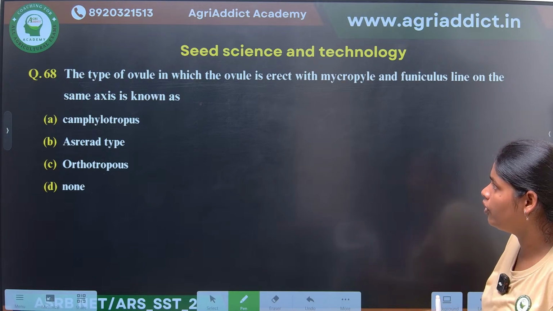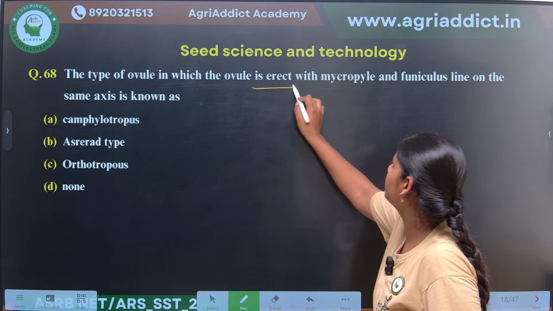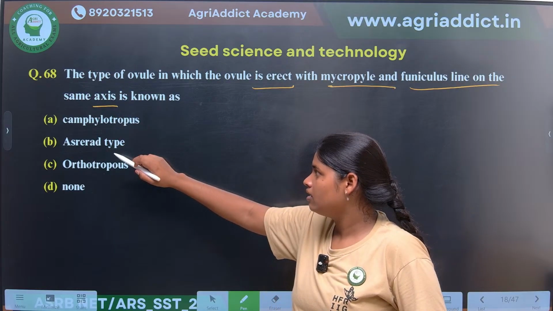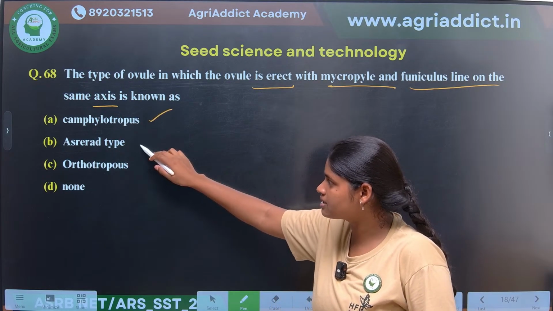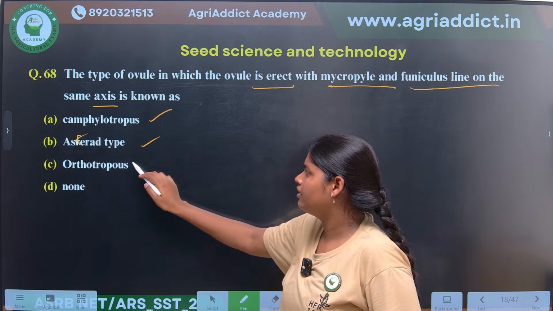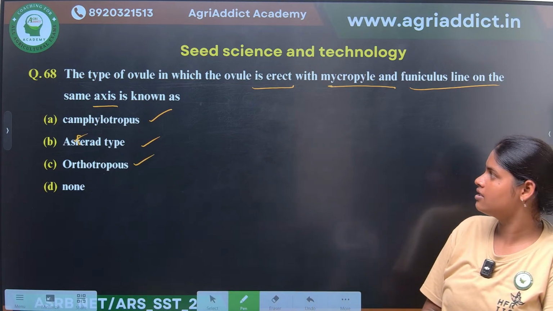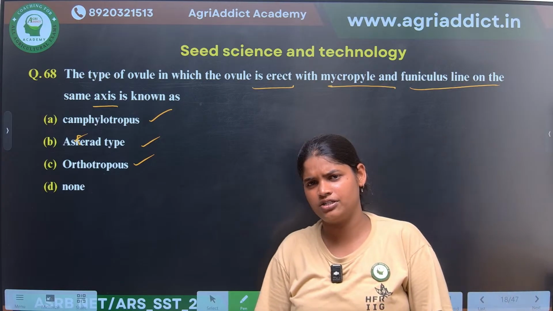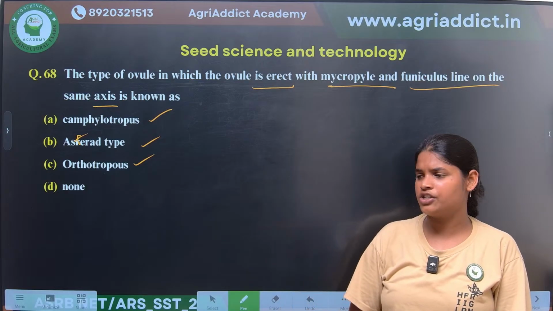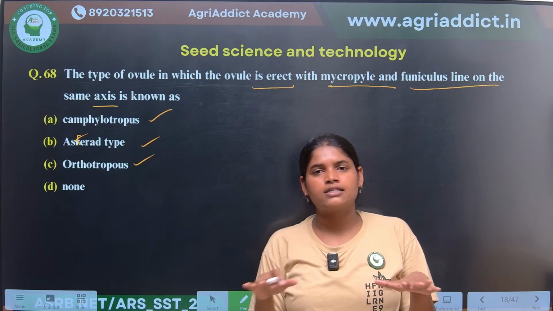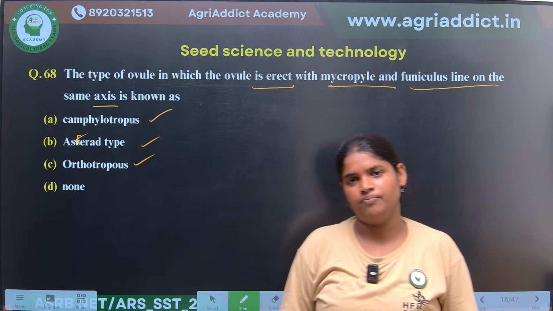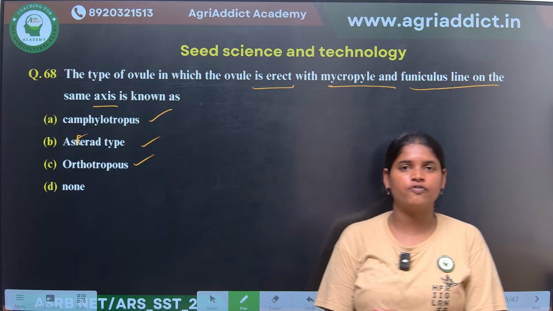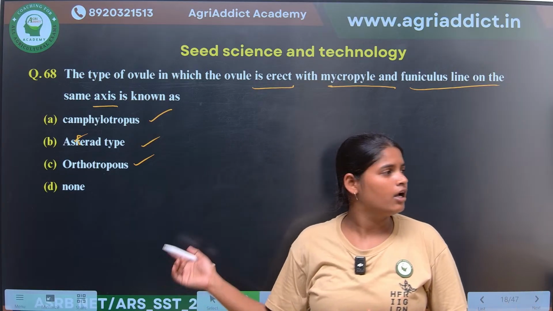The next question is, a type of ovule in which the ovule is erect with micropyle and funiculus lying on the same axis is known as: Amphitropous, Anatropous, Orthotropous, and none. Answer for this. You might be seeing the types of ovules. There are many bases for classification, but it is based on the axis of micropyle, chalaza, and hilum. How they are aligned is the basis for the types of ovules we have, right? Orthotropous, Anatropous, and all. Answer for this.